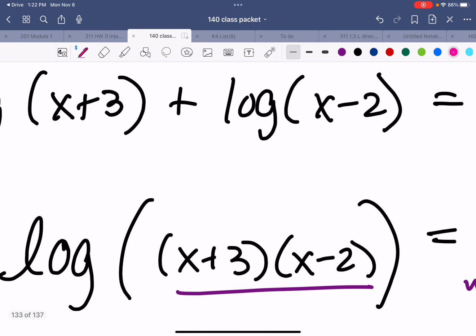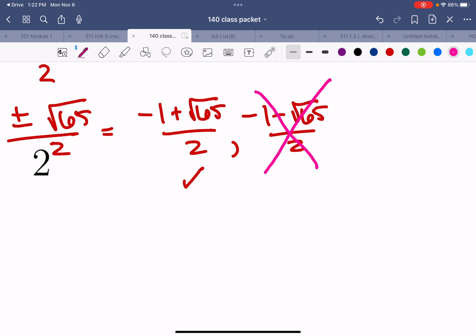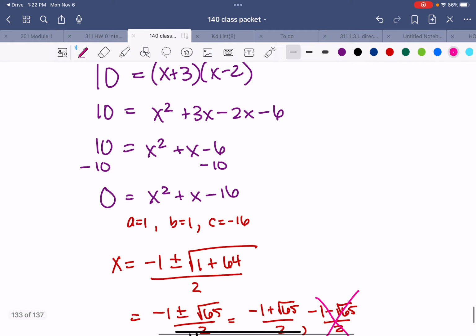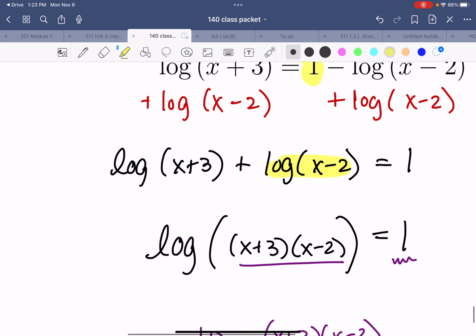Now, if I take that number and add 3, let's see what they are. Okay, let's forget estimating. Let's figure out what they are, right? So negative 1 plus the square root of 65, divided by 2, turns out to be 3.53. And the negative one turns out to be negative 4.53. We know this one can't go because if you plug in the negative here, negative minus 2 is negative, and you can't take the log of a negative number, okay?